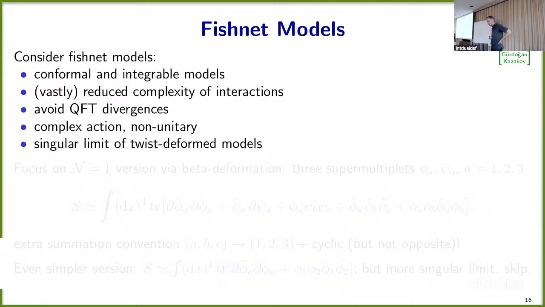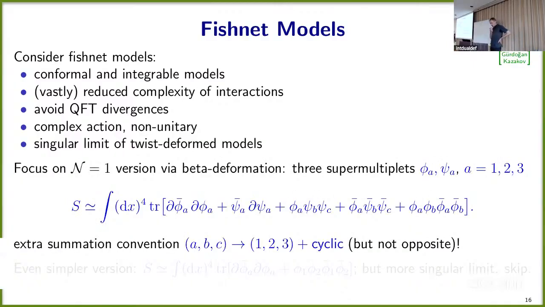But what's important is that these models are typically obtained as a limit of twist-deformed models. So you can reduce the complexity of N=4 super Yang-Mills by doing a twist deformation and then taking a limit, and somehow this limit drops out certain terms. I'll again focus on the N=1 version, which is obtained by a beta deformation.